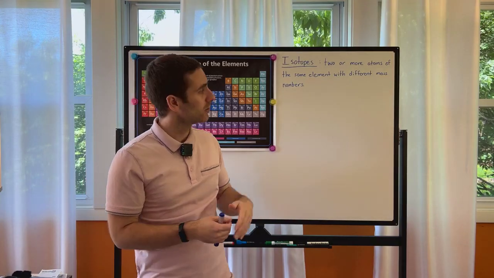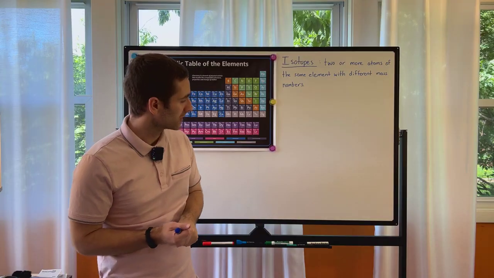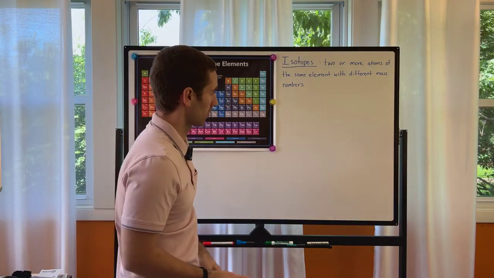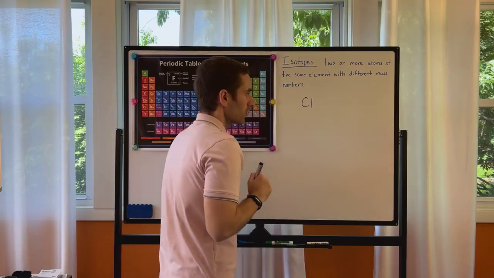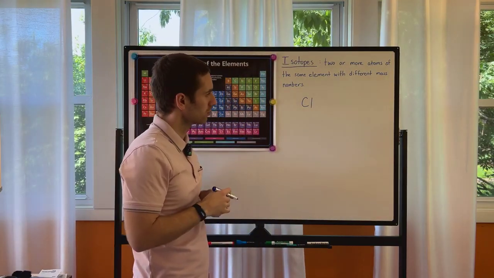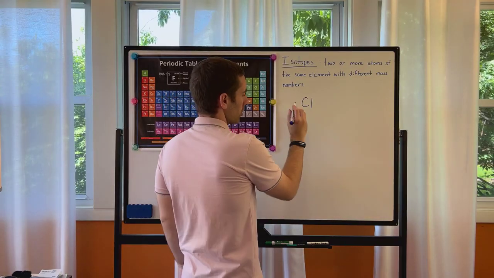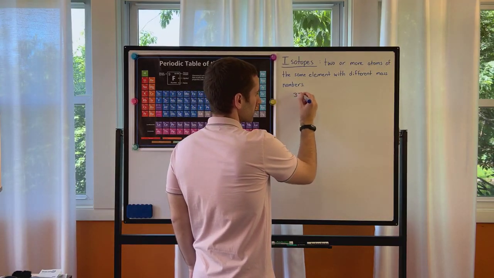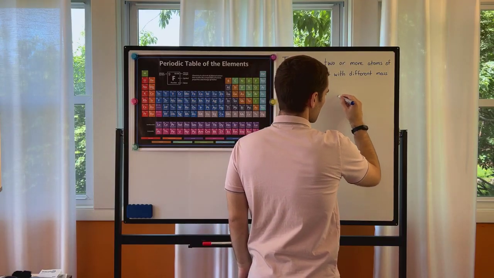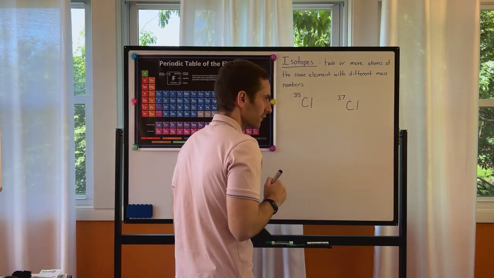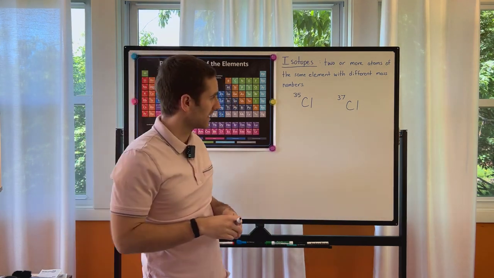Okay? And in the situation that we have multiple atoms of the same element with different mass numbers, which is possible, we would call those isotopes of each other. So for example, let's look at chlorine. So chlorine has two common naturally found isotopes, which are chlorine 35 and chlorine 37. Okay, this is one way of writing those isotopes as we talked about in the last video.